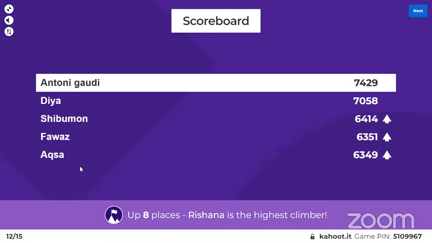There are slight changes in the leaderboard. Anthony Gaudi again in the first spot with 7,429 points. Second spot goes to Dia. Third spot goes to Shibumon. Fawaz has climbed to the fourth spot, and Aksa has climbed to the fifth spot. Rishana is the highest climber in this question, climbing up 8 points. All right, moving on to the 13th question.